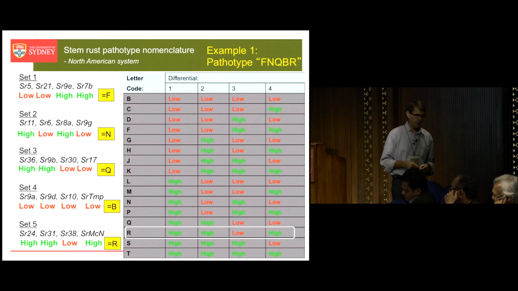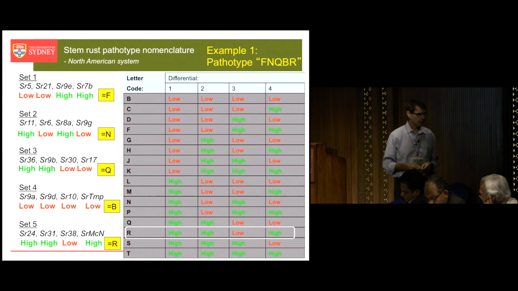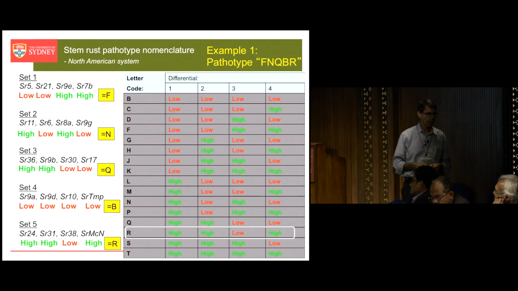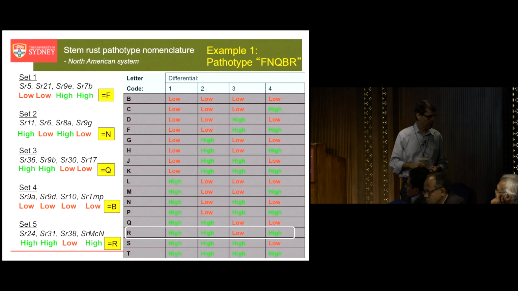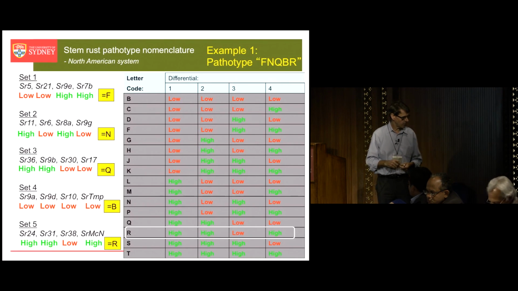Okay, so if, for example, Zach reports an FNQBR stem rust pathotype from South Africa, and I find one in Australia, that doesn't mean they're identical. Genetically, they could be completely different. All it means is that they have the same virulence and avirulence on those 20 differentials. If we do DNA fingerprinting and they're the same, then we start to become more confident that yes, they are the same thing. Is that okay, Gordon? Yep. Good.